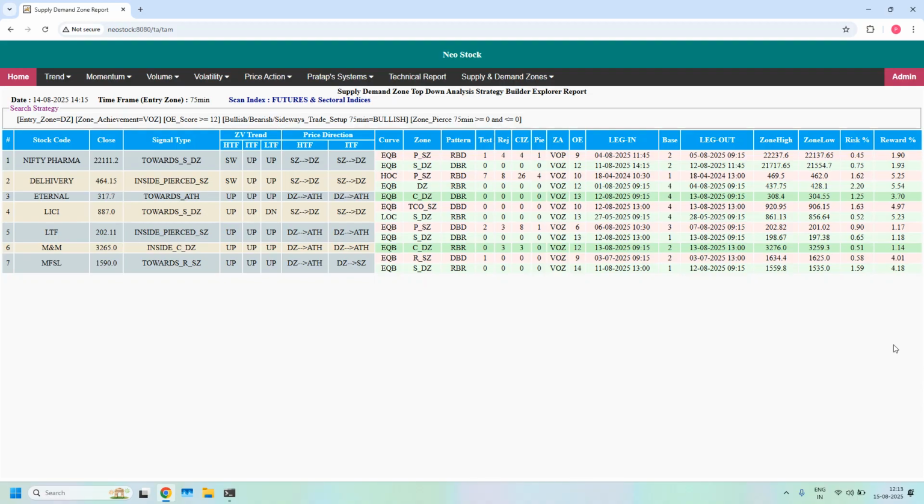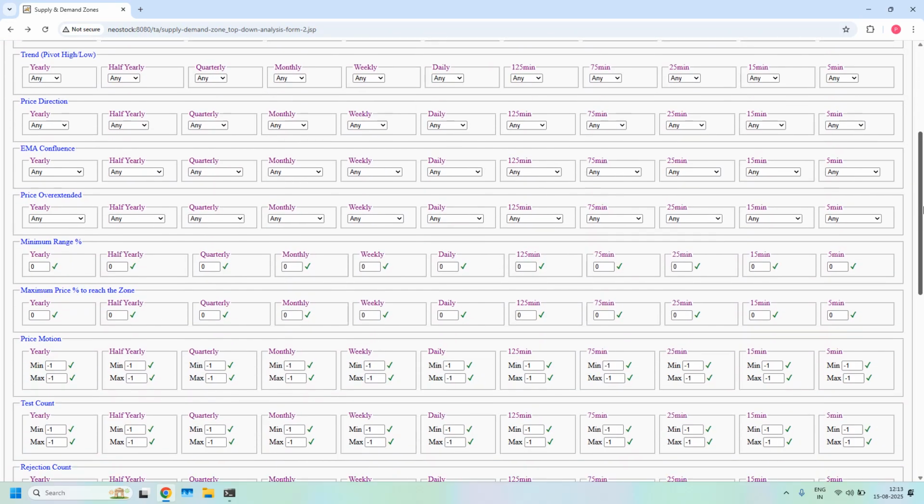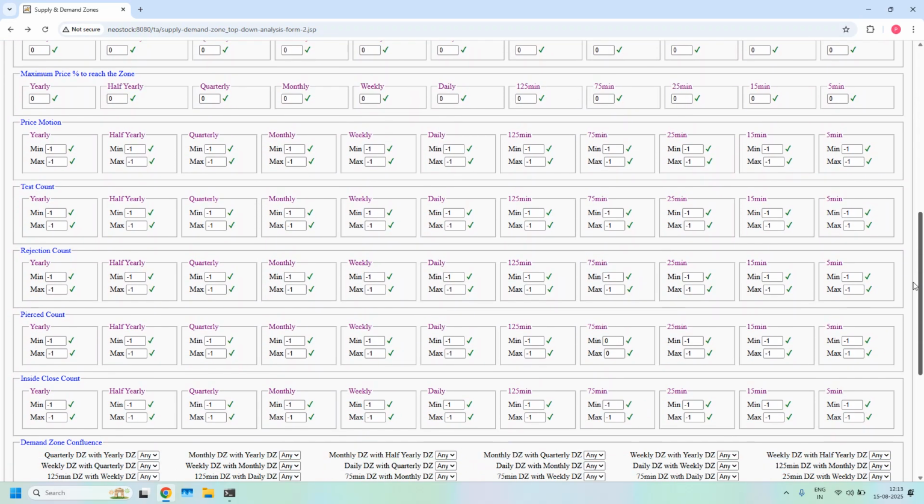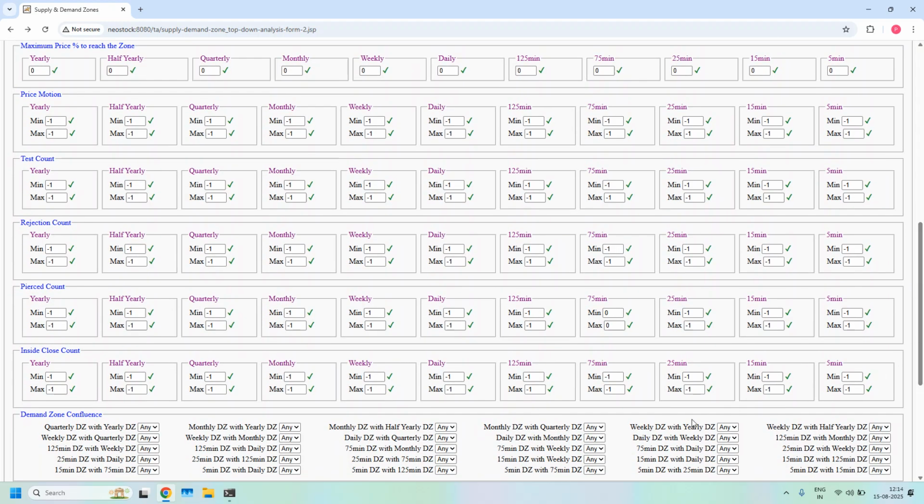So the first strategy is LTF and ITF demand zone confluence, and then ITF EMA confluence. Out of these 7, let us apply first LTF and ITF demand zone confluence. That is 75 minutes and daily demand zone confluence. LTF is 75 minutes, ITF is daily. So I am enabling the filter.